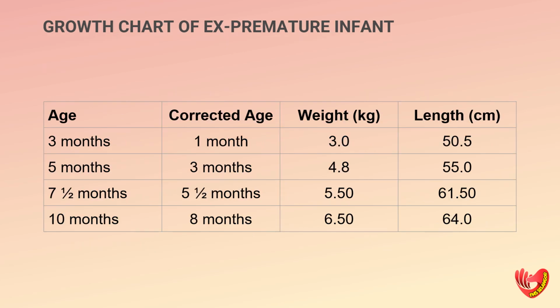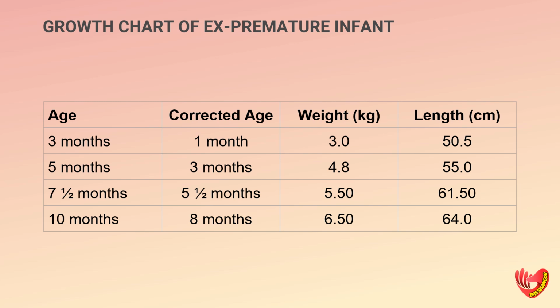So this is the table that I was telling. This column here is the chronological age, and the next column is the corrected age. So you should minus 2 months for her age. If she's 3 months, by right you should say 3 minus 2, 1 month. 5 months should be 3 months. 7.5 is 5.5. 10 months is actually 8 months. So if you see, the weight and the length is actually increasing.